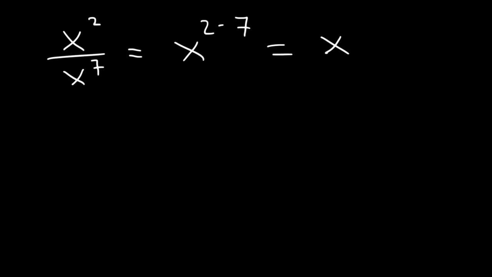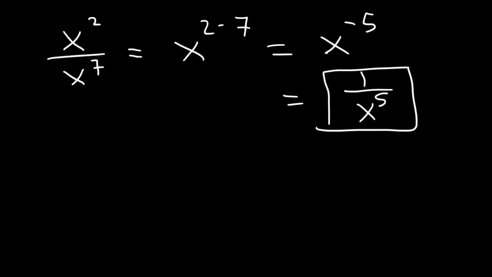Now try this one. What is x squared divided by x to the 7th? That's going to be 2 minus 7. You take the top number first and subtract it by the one on the bottom. Now this is equal to x to the negative 5. So what does that mean? X to the negative 5 is 1 over x to the 5. So when you have a negative exponent, what you need to do is move the variable to the bottom, and the negative exponent will change sign. It's going to become positive.